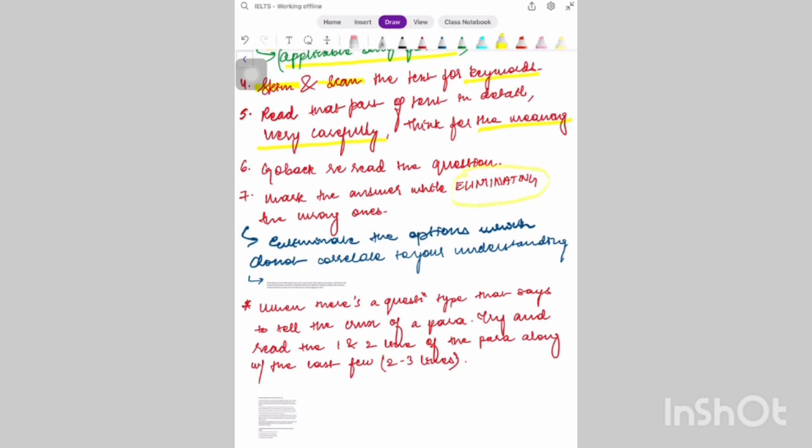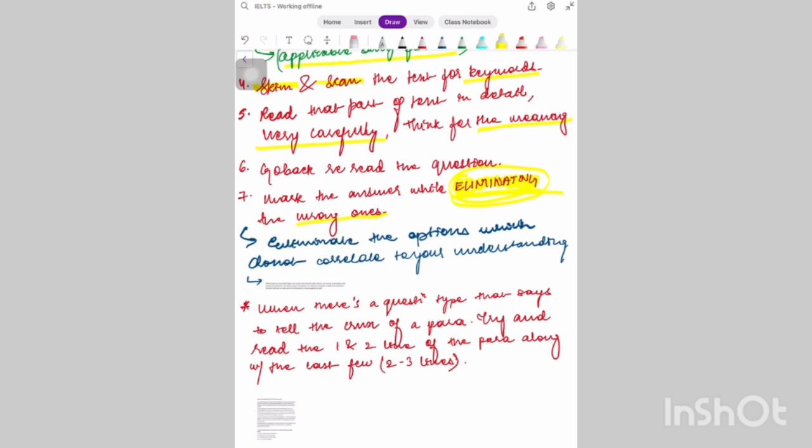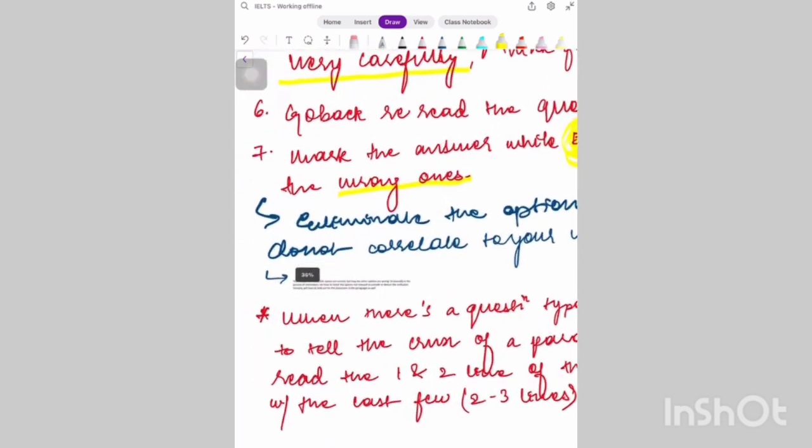Now this is also something new that you will find here, which was not there before. Elimination is the thing that you have to use while solving MCQ type questions. You will be able to eliminate the options. Don't eliminate the question, guys. Eliminate the options which are the wrong ones, obviously. Eliminate the options which do not correlate to your understanding. You have read the text, you have read the question, you are the expert now. Now you will have some options which you could eliminate.